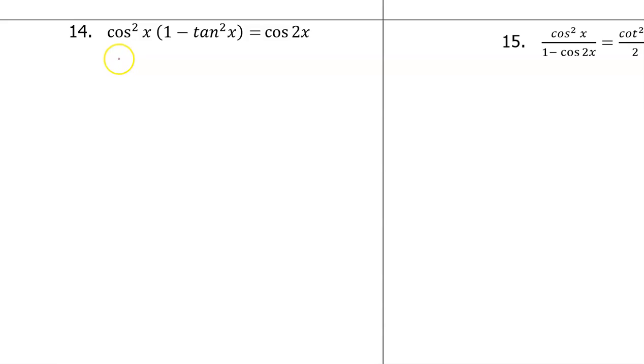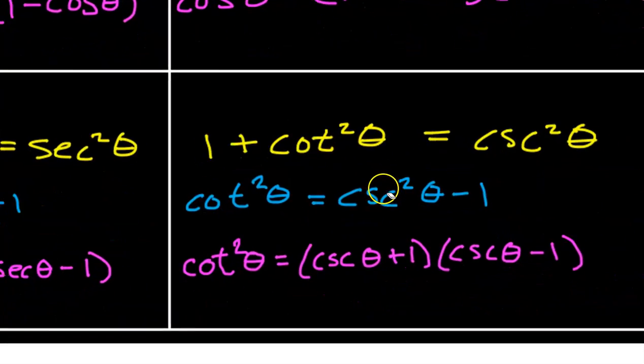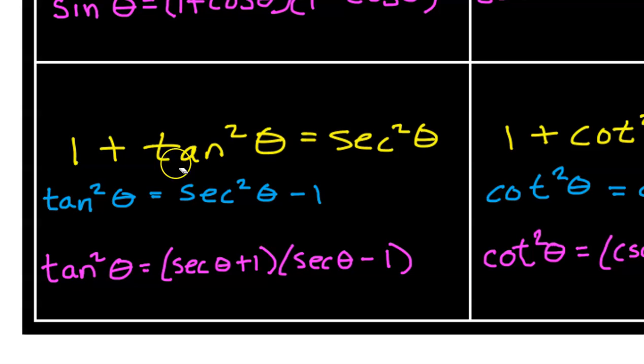Problem number 14, we have cosine squared times 1 minus tangent squared. And somehow that's equal to cosine 2x. We are going to choose the left-hand side because that looks by far the most complex, and we will manipulate it and see what happens. One thing that's jumping out at me is 1 minus tangent squared. Is that one of our Pythagorean identities? Okay, no, it's 1 plus tangent squared, so never mind.